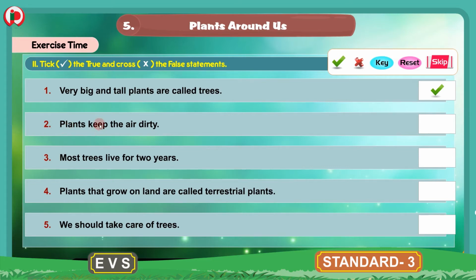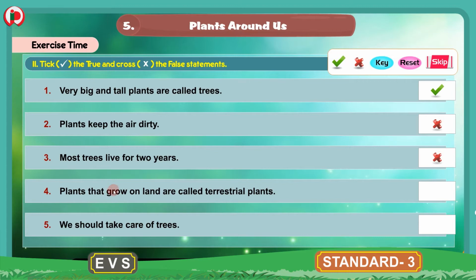2. Plants keep the air dirty. No, this is a false statement. So we will put the cross mark in the given box. 3. Most trees live for 2 years. No, this is a false statement. Trees live for many years. So for a false statement, we will put a cross mark here in the box.